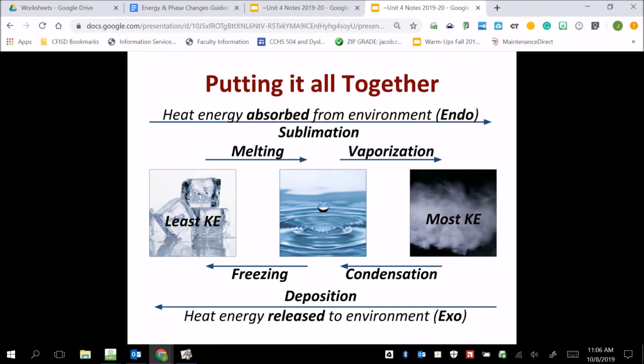Okay, so kind of just putting it together, this is a really good, helpful thing about remembering which direction. So we're talking heat energy absorbed, meaning endo. If we go up in energy, that means it has to be endothermic. And if we're going down in energy, that means it is exothermic. Okay, and so this kind of just helps memorizing the three endothermic, the three exothermic. And we will be looking at a lot of graphs and information on that as this unit goes forward.